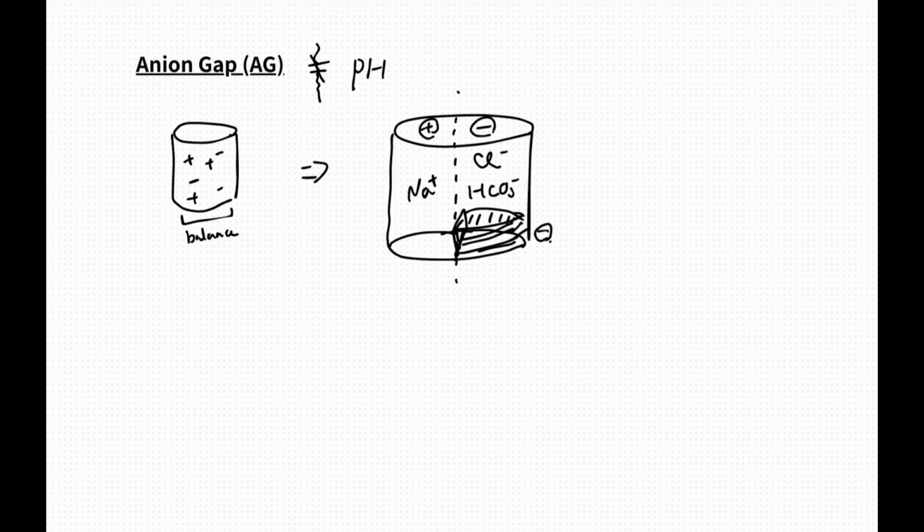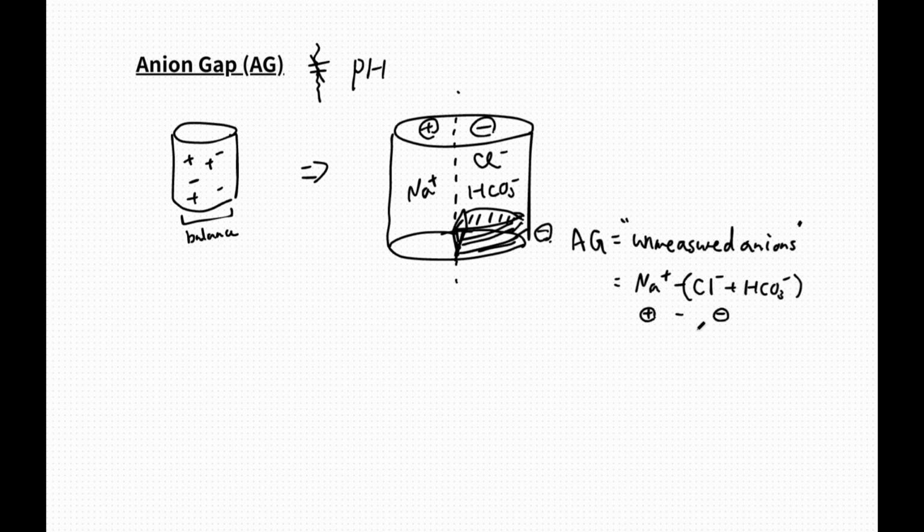Here is a key idea. The difference between the total amount of unmeasured anions and the three ions we can measure is represented as the anion gap. Put another way, the anion gap is essentially an index of unmeasured anions. Despite the familiar formula, sodium minus chloride plus bicarbonate allows us to estimate the amount of unmeasured anions.